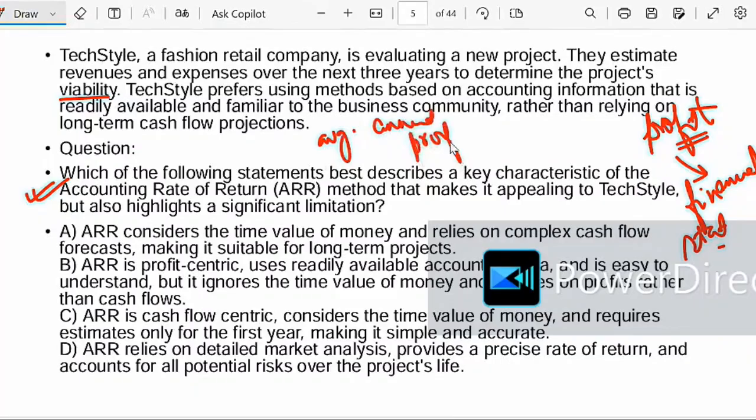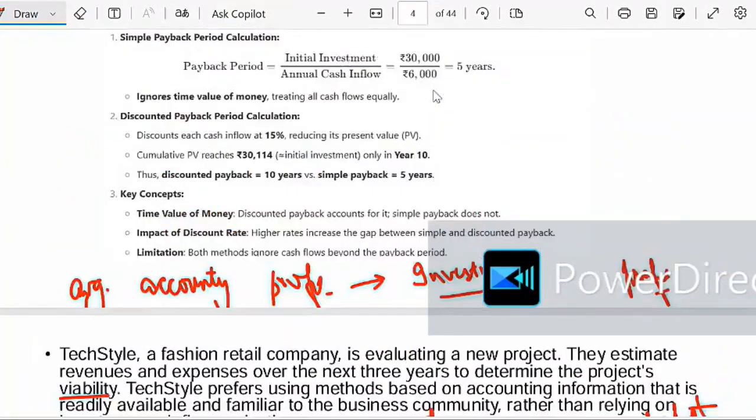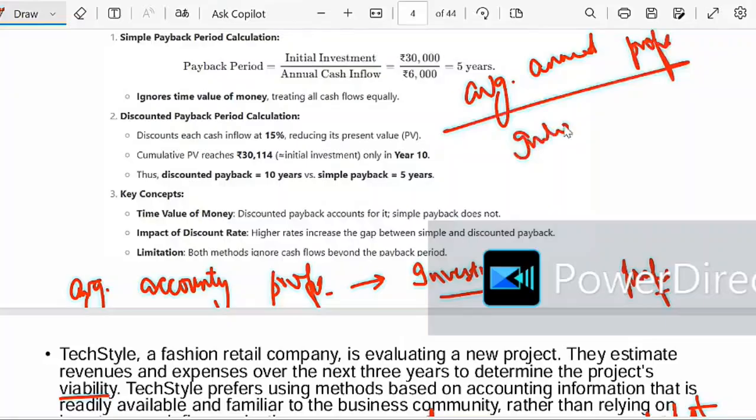We will do one numerical based on it in the upcoming slide, but this is the theoretical question. This question is about what are the benefits of ARR and what are the limitations of ARR. First, it uses profit, which is readily available in the financial statement, and second, it uses the average annual profit over the life of the project. So what is the formula for calculating ARR? It is very simple. In the numerator you write the average annual profit, and in the denominator you write the initial investment. This is how we calculate ARR, accounting rate of return: average annual profit upon initial investment.